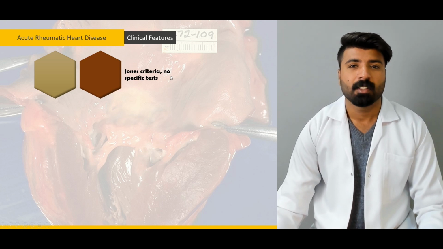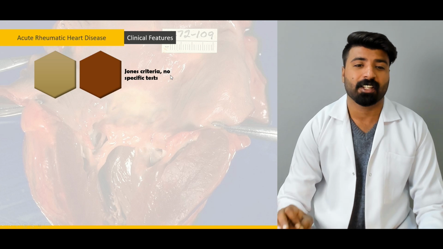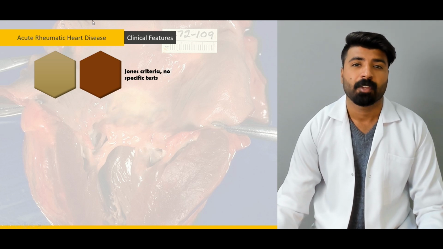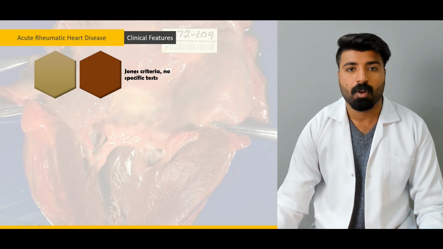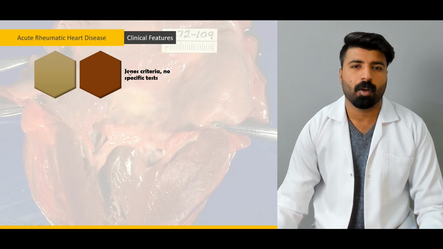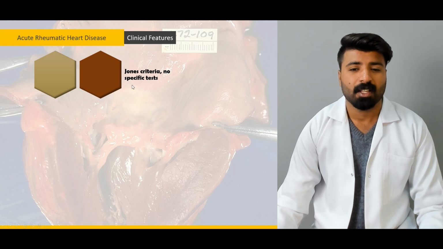But Jones criteria is the basic criteria for checking for acute rheumatic heart disease. It's very important clinically. You have to remember this name, Jones, and that's all. J stands for joint pains. O is mostly what we call P. P stands for pericarditis. N stands for nodule formation. E stands for erythema marginatum. And S stands for superficial skin disorders.